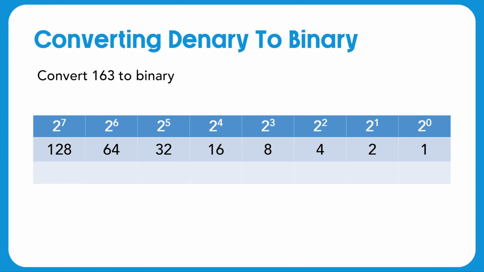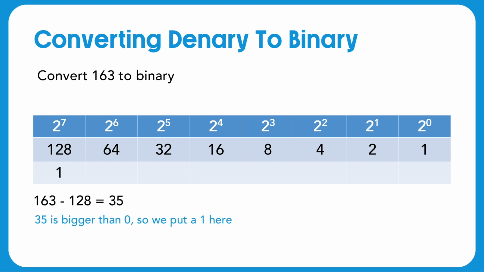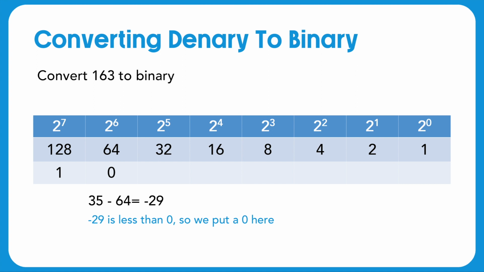We then start at the left-hand side of the table and try to subtract our denary number from each of the values. So, in this case, we try to subtract 128 from 163, which is 35. As 35 is a bigger number than 0, we put a 1 underneath the 128 column and carry on with the remaining 35. We're now under the 64 column, so we subtract 64 from 35, which gives us minus 29.